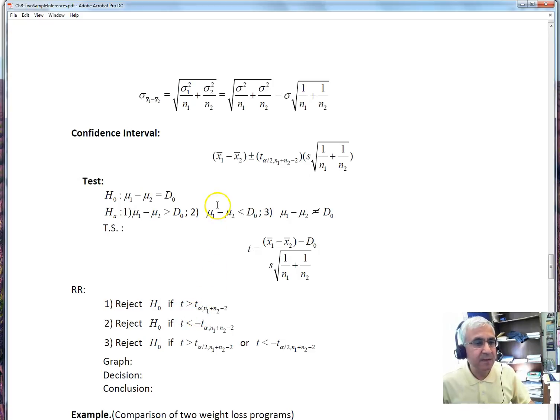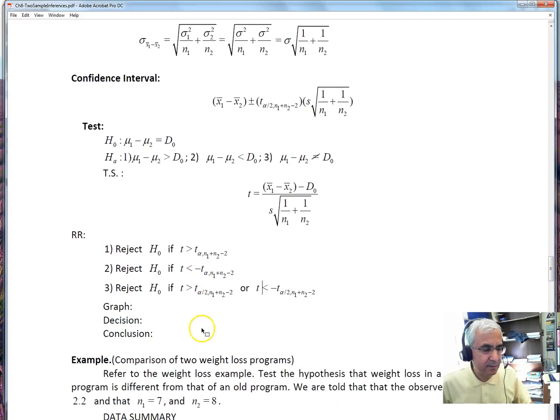Our critical value in the first is T alpha. Remember, the degrees of freedom will always be the same, n1 plus n2 minus 2. It's negative T alpha if it's a lower tail test for the second one, and it's T greater than T alpha over 2 or T less than negative T alpha over 2. We should be able to compute these from the T table. We learned this before.